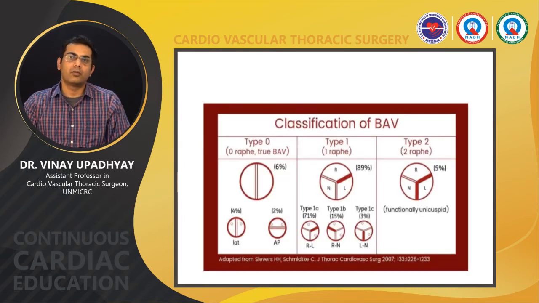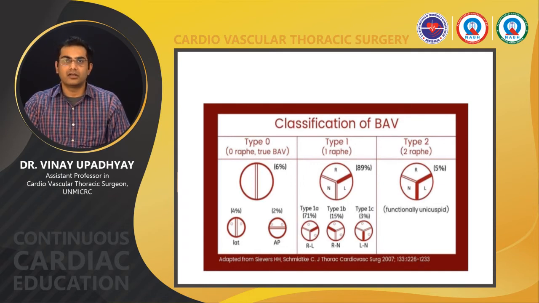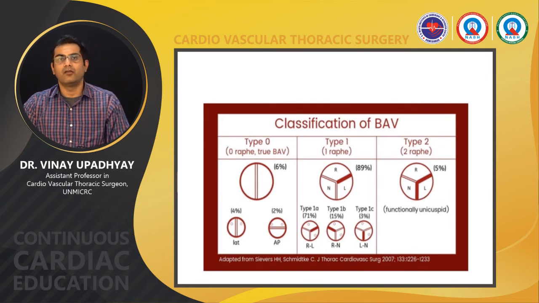We especially talk about bicuspid aortic valve. This figure shows the classification of bicuspid aortic valve, which is based on the presence of raphe. Type 0 is a true bicuspid aortic valve. There is no raphe present. Two equal leaflets with two coronary ostia, which may be present on each side of the sinuses or on the same side sinus.